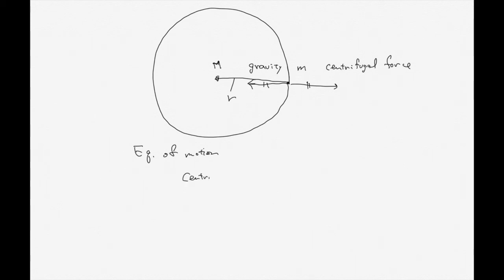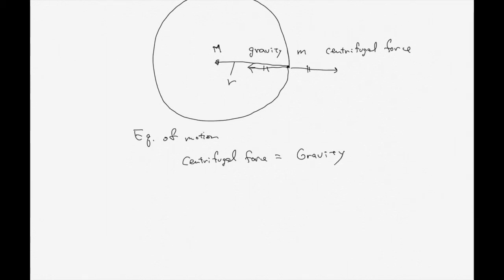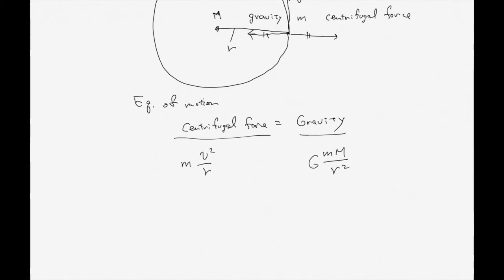Centrifugal force is equal to the gravity. In this case, the centrifugal force can be expressed, if the rotation speed of the object is v, as m times v squared over r. And gravity is expressed as G, the product of the two masses, over r squared. So these are the equations.